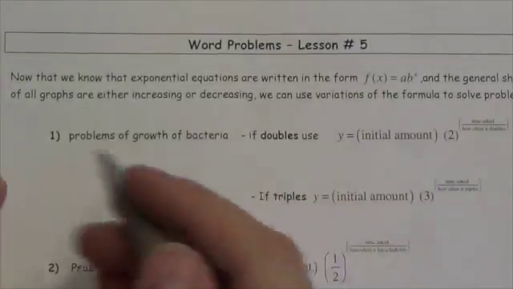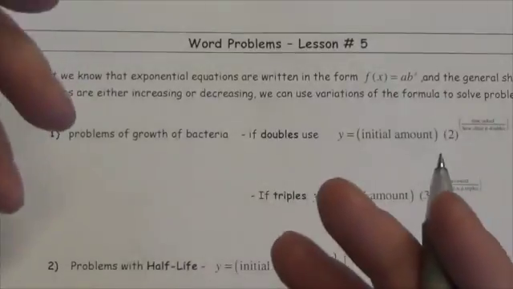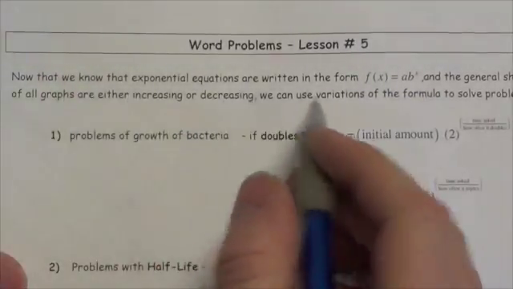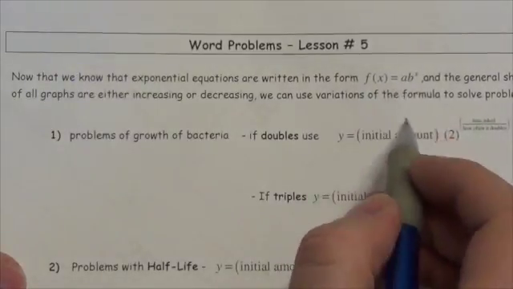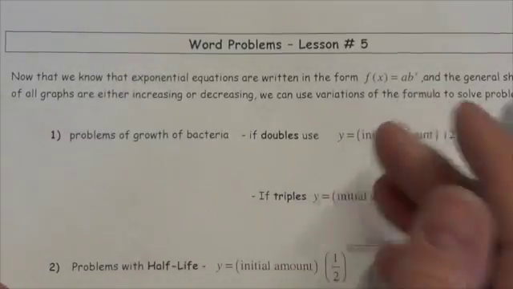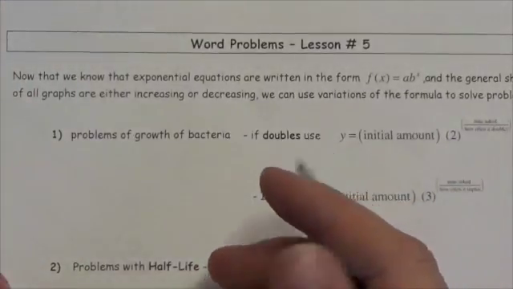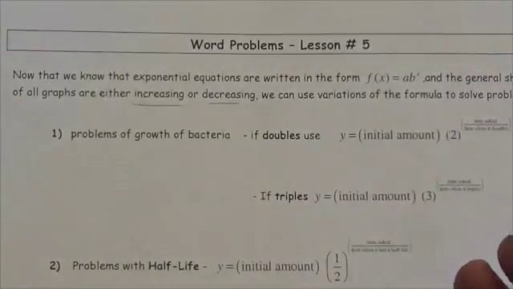Okay, so we're going to take a look at word problems, or I should say more general word problems here. So now that we know that exponential equations are written in the form ab to the x, and we've talked about that, we know that a is basically going to be our y-intercept, and b is going to be the indicator of the growth of the function. We've been able to determine from b whether it's increasing or decreasing and what the growth rate is.